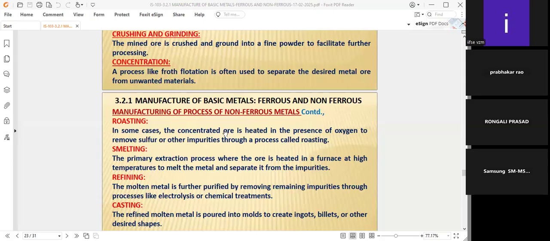Sulfur, sulfur dioxide, sulfur trioxide, sulfates. Like this, sulfur and also other impurities will be removed by heating in the presence of oxygen. This process is called roasting. Roasting is a process using heating with oxygen.